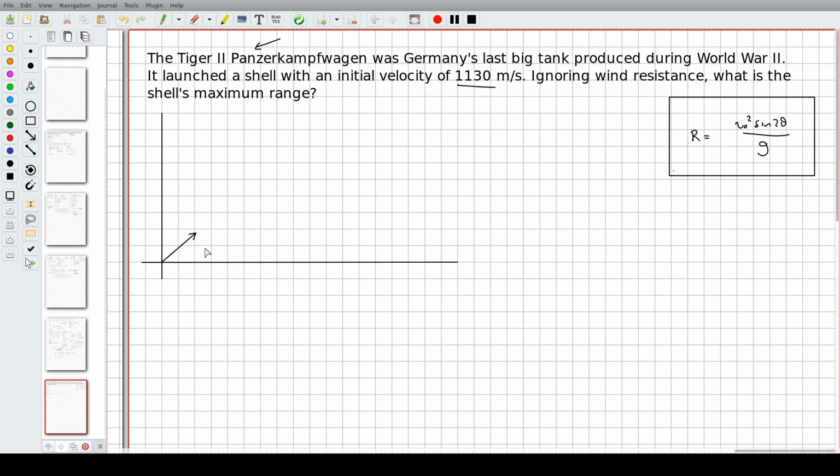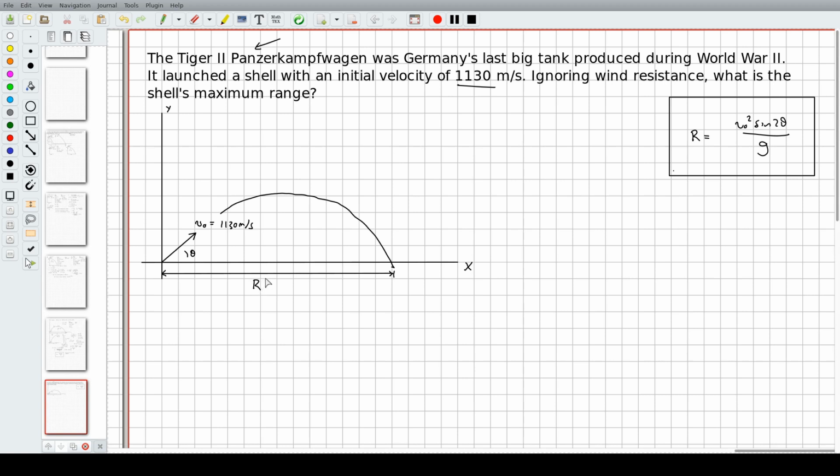We don't know what the angle is. We need to find the max range. That's one of the things we're going to have to decide. We do know the initial velocity of the shell is 1,130 meters per second. Now, we're going to let this fly in its standard parabolic shape, hitting the ground somewhere over here. And obviously, this right here is going to be the range. Now, so this is the range. We need to maximize this.